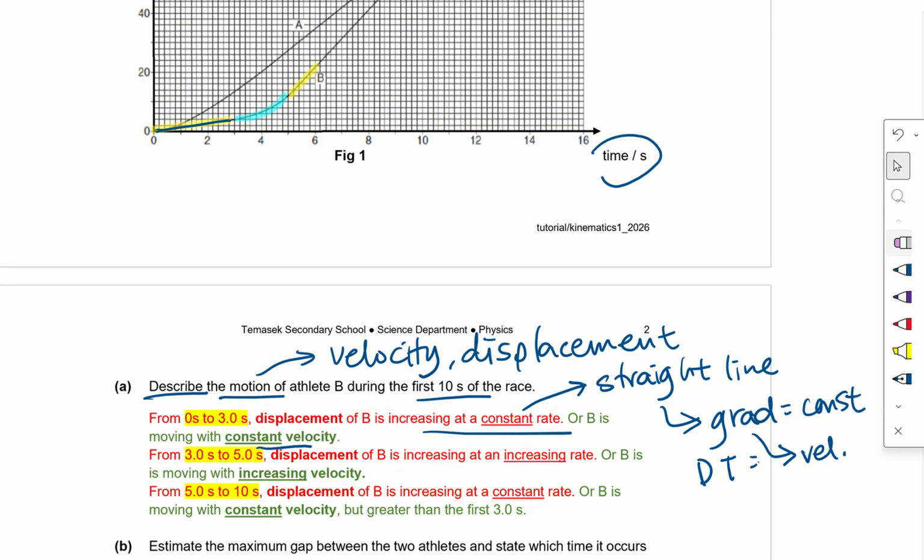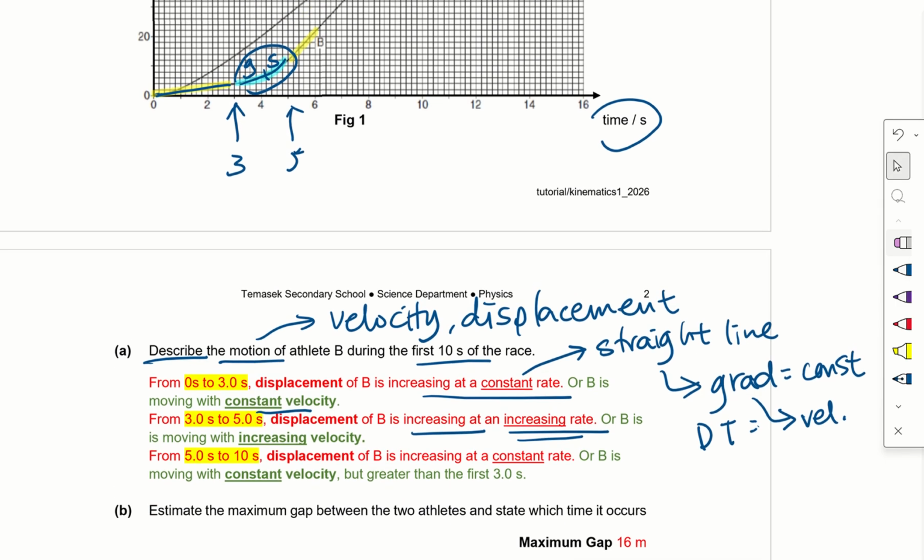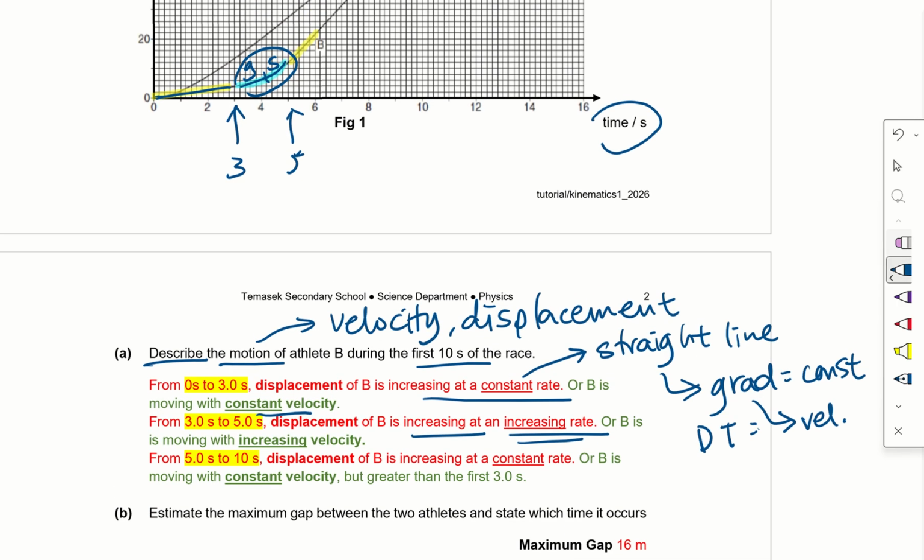Then you must be observant to see that from the 3rd second to the 5th second, the line becomes a curve, right? So from 3 seconds to 5 seconds, the displacement of B is increasing at an increasing rate. That means it's from gentle to steep, right? So the displacement of B is increasing, but what is more important is how the slope changes. It went from gentle to steep, so the displacement increases at an increasing rate. Or you can say that B is moving with increasing velocity.